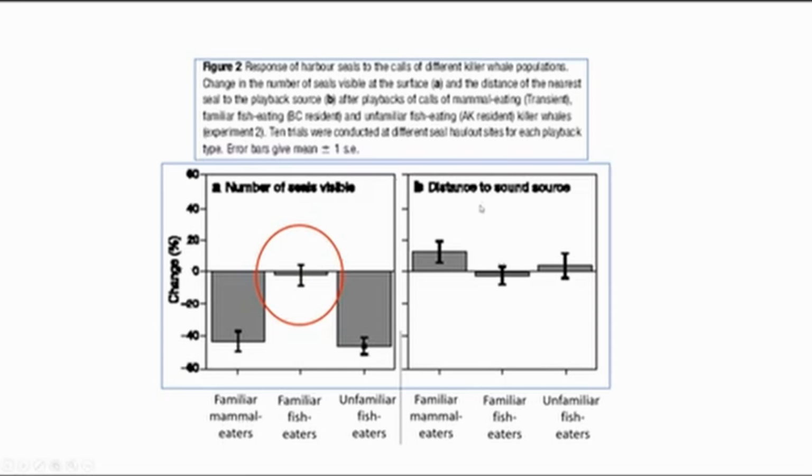Our second graph here is just looking at the distance to that source, the sound source. So they tend to stay further away from the threatening things, the things that they know are a threat. And then there's kind of a neutral, because the error bars here cover 0. So there's really no difference between how close they are to the familiar fish eaters and the unfamiliar fish eaters. So they haven't yet learned to stay away from these new sounds, but it's kind of another aspect of the study. We're more focusing on this side here.